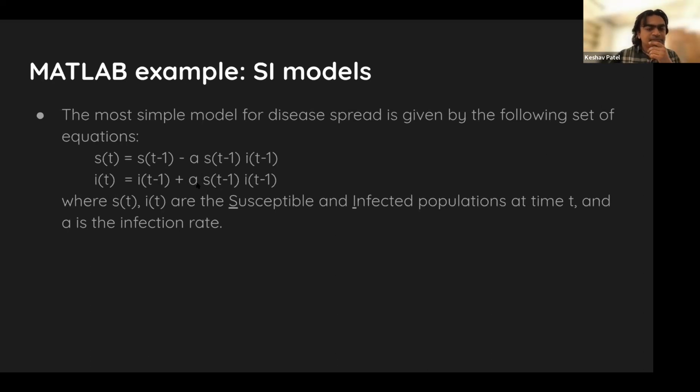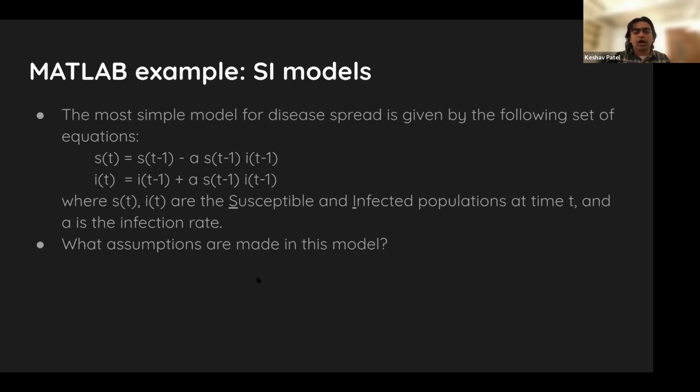So I have another question for you all, something that's a little bit more challenging. What assumptions are we making about our population of people or about the disease itself that lead us to this set of equations? Things I want you to think about are population size, the nature of the disease, things like that. What kinds of assumptions are we making when we've written down this equation?